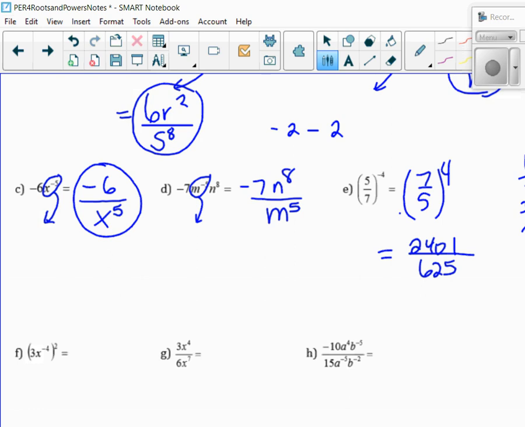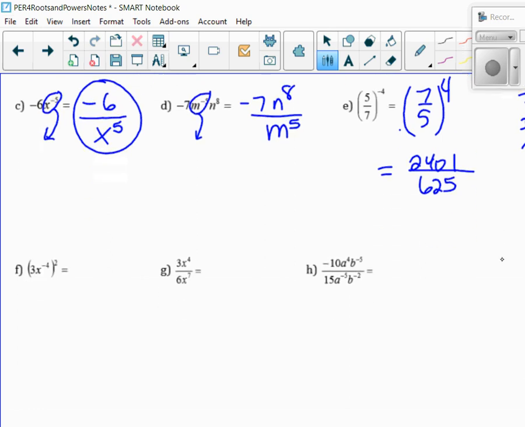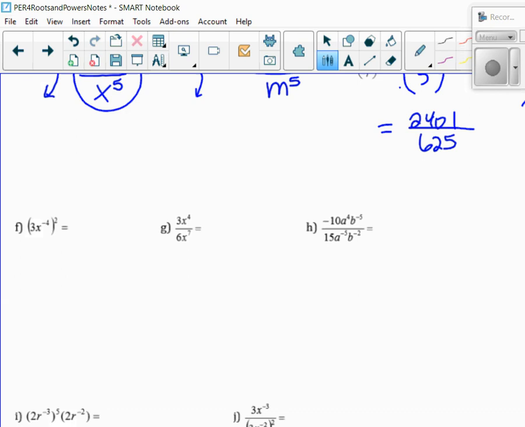Okay. Uh-oh, how do we do this one now? This 2 here not only goes to the x, it goes to the 3 as well. So what are we going to get out of that? 3 to the power 2, x to the power negative 8. We cannot leave this like this, so we flip it down. So what's my final answer? 9 over x to the power 8. Yes?